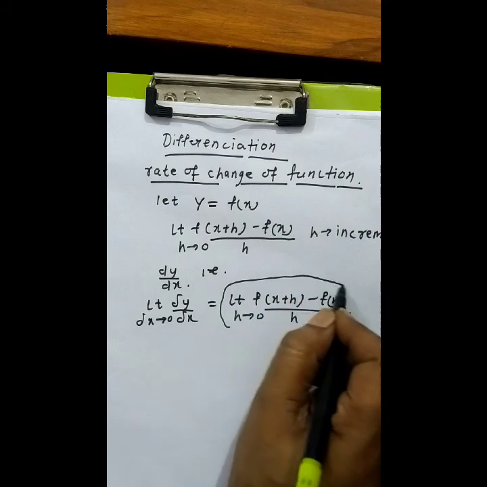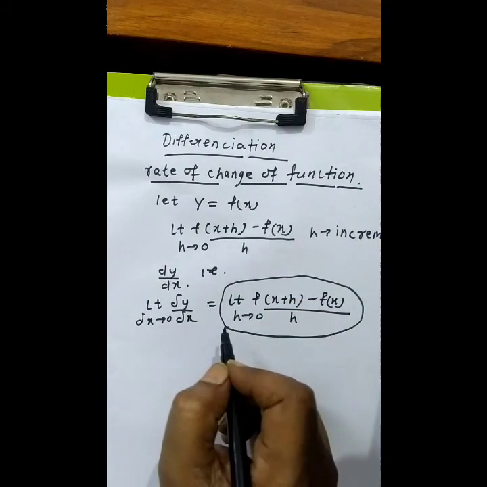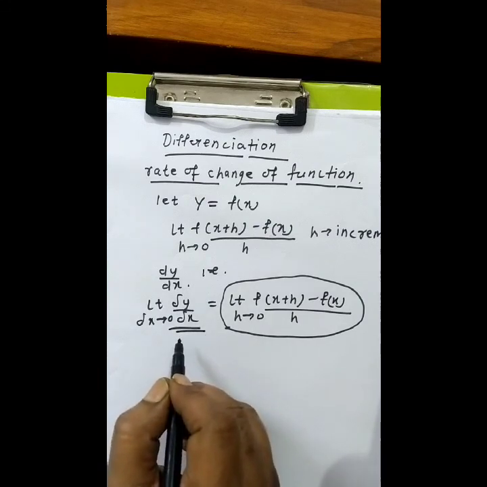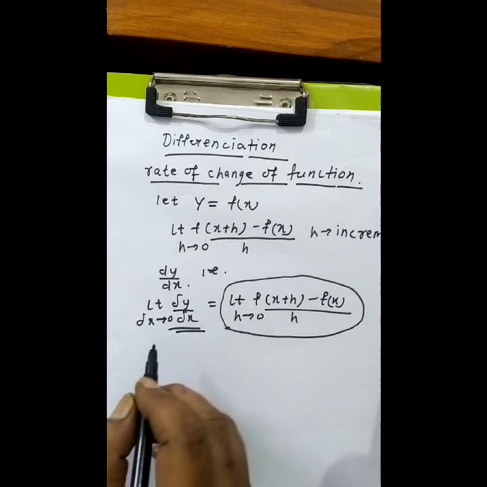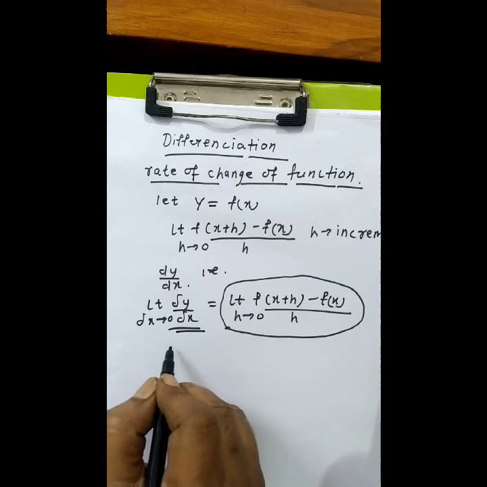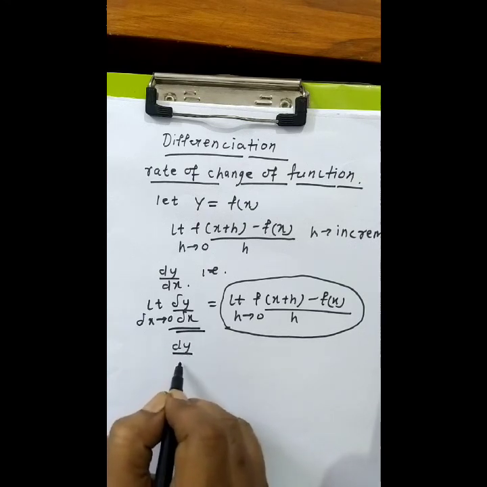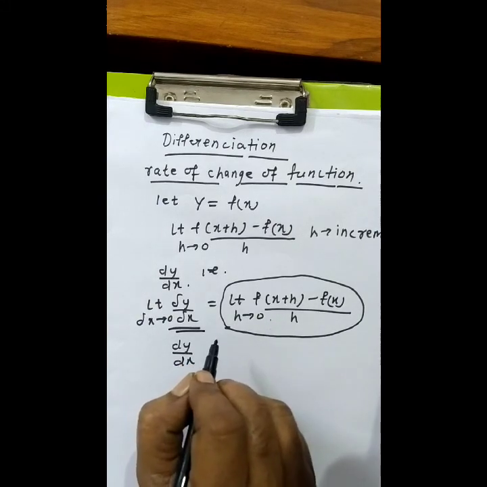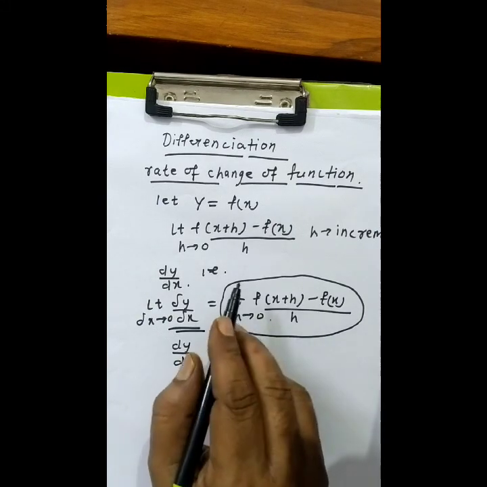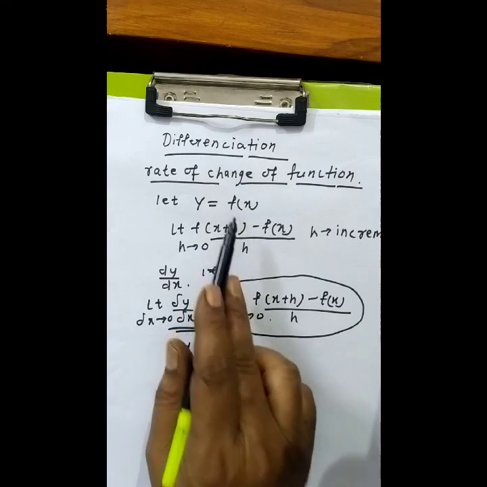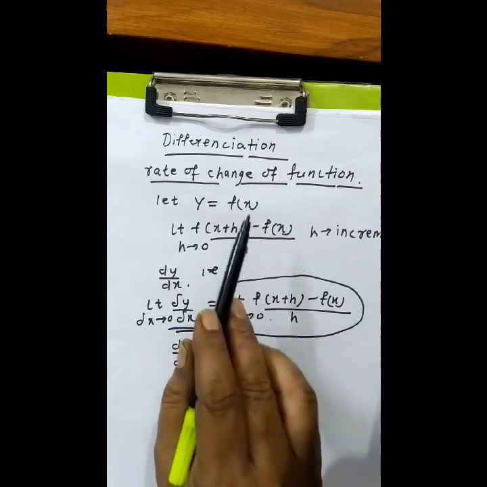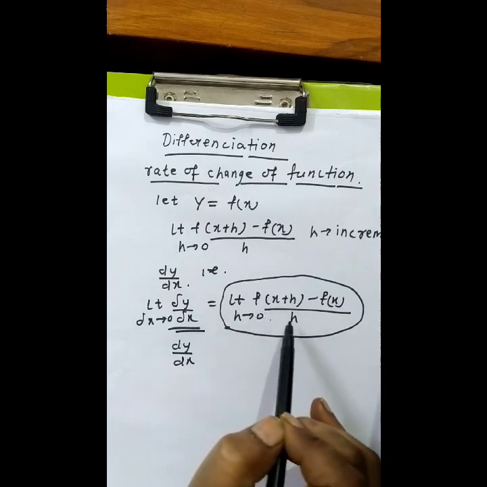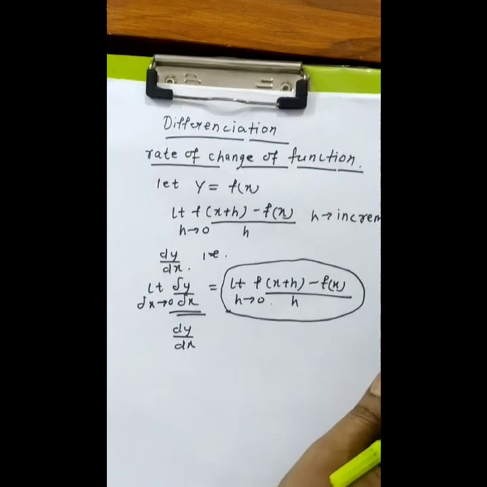If this limit exists, we say the function is differentiable, and the left hand side, limit of delta y by delta x as delta x tends to 0, is denoted by dy by dx, and the right hand side by the corresponding derivative. So for example, instead of f of x, if I take sin x, then the derivative of sin x becomes cos x. This in detail we'll come to know once we define the different standard forms.